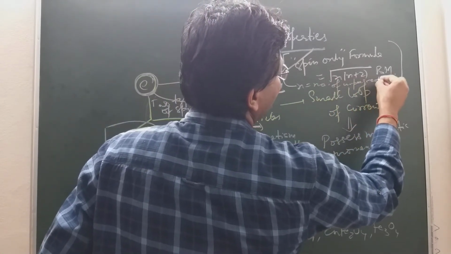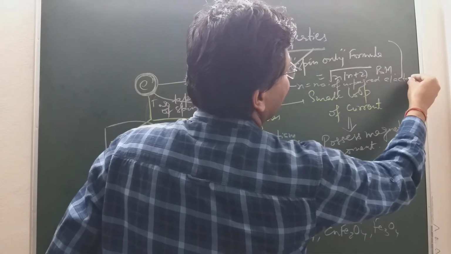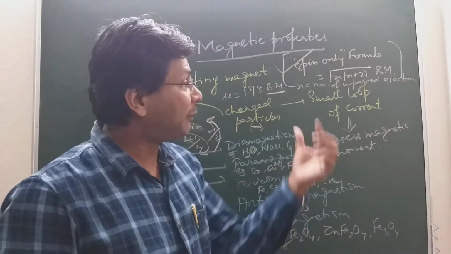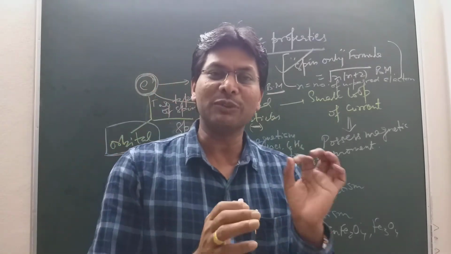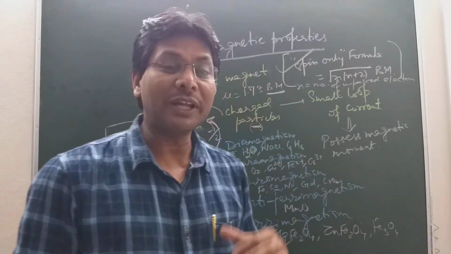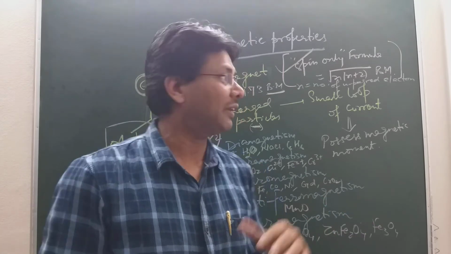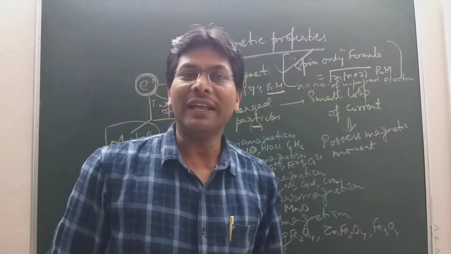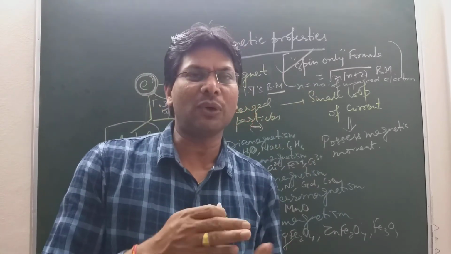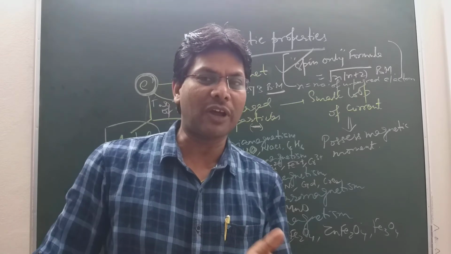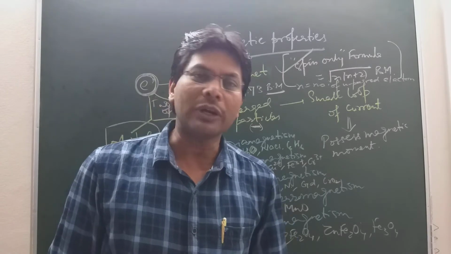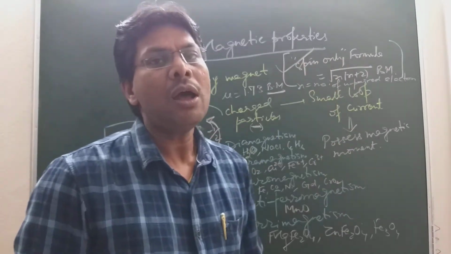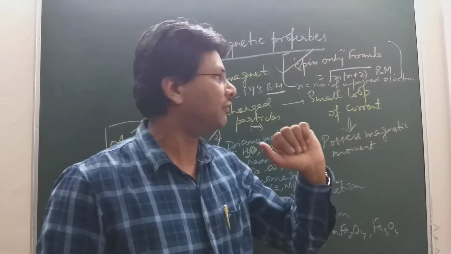And you have to keep in mind one thing. If the number of unpaired electrons is 1, your magnetic moment will be around 1.73. If it is 2, then 2.83 to 2.87. If it is 3, then 3.87. If it is 4, then 4.90. If it is 5, then 5.92. So if you know how to calculate the number of unpaired electrons, it will be very easy to find out the magnetic moment based on the spin only formula.